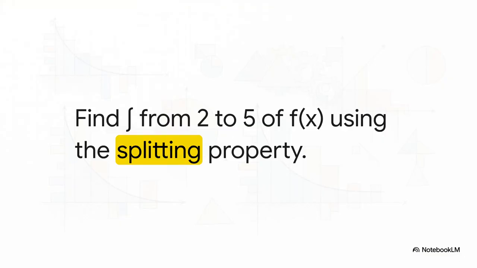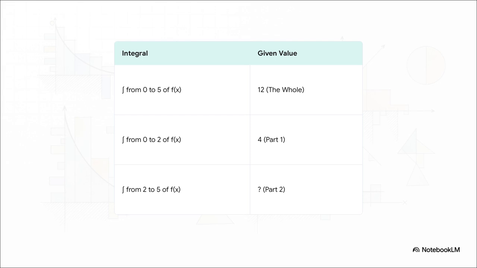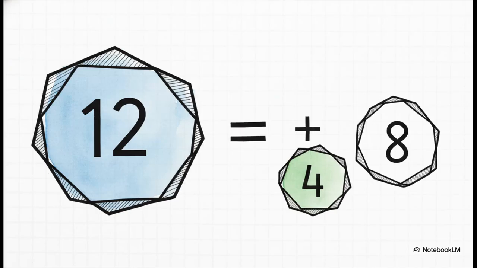All right, one more example to look at a different property. What if you know the area of a big chunk, and you know the area of a small piece of it? Well, you can totally find the area of the other piece. It's just common sense. So here's the scenario. Let's say we know the total area from 0 all the way to 5 is 12. And someone tells us that the first part of that journey, the area from 0 to 2, is 4. The question is, what's the area of that leftover piece? Well, this is just simple addition, right? The whole thing has to equal the sum of its parts. So our total area, 12, has to be equal to that first part, 4, plus whatever our missing second part is. A little bit of subtraction tells us the area we're looking for has to be 8.